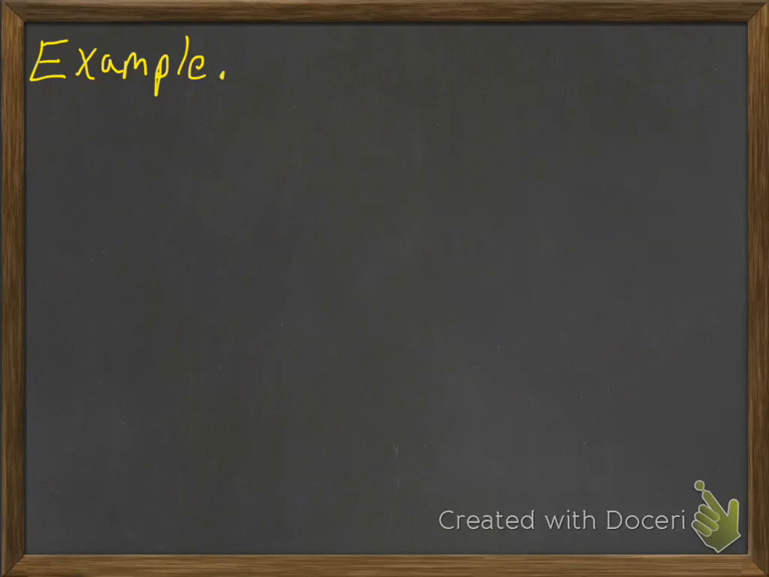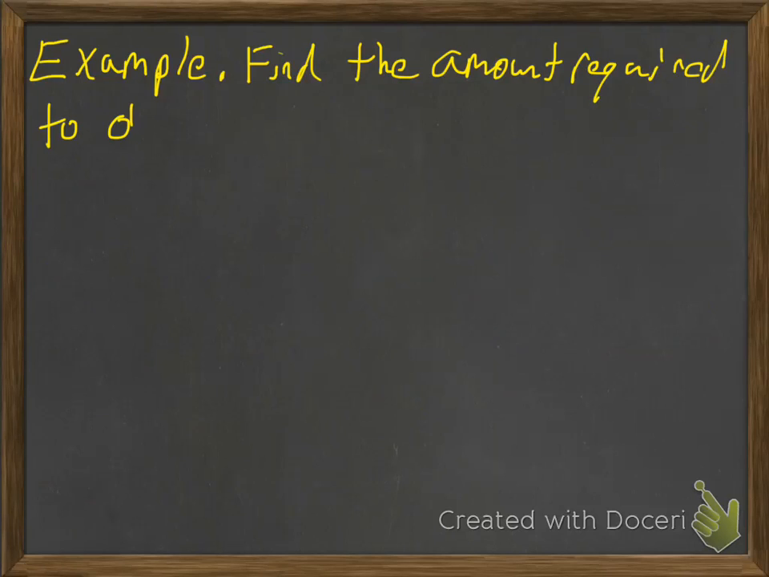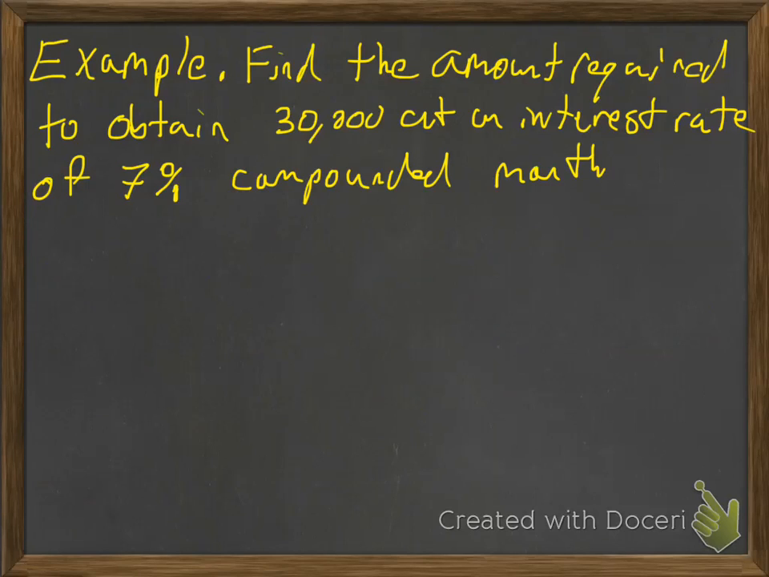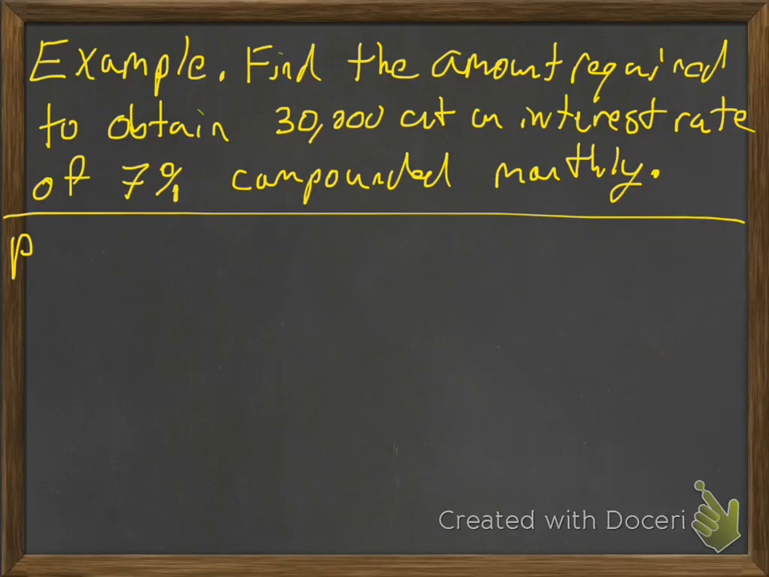So an example. Let's find the amount required to obtain 30,000 at an interest rate of 7%, compounded monthly. And I forgot to say at this point in time, but I think I said we're going to do this over 20 years. So how much do we need to invest now that's going to grow to 30,000 in 20 years?